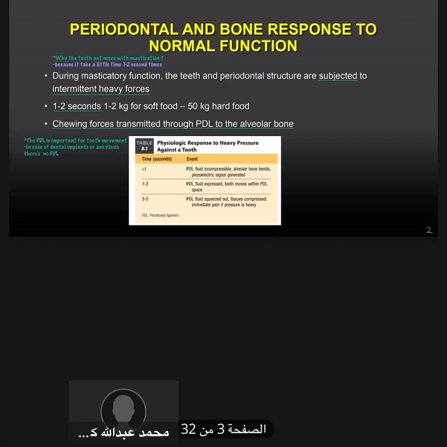If the pressure exceeds and lasts between 3 to 5 seconds, the PDL fluid is squeezed out, the PDL tissue is compressed, and you will feel immediate pain if the pressure is heavy. Why do you feel pain? Because in that space we have nerves and blood vessels, right? If you have any question, you can ask during the lecture as well, please.